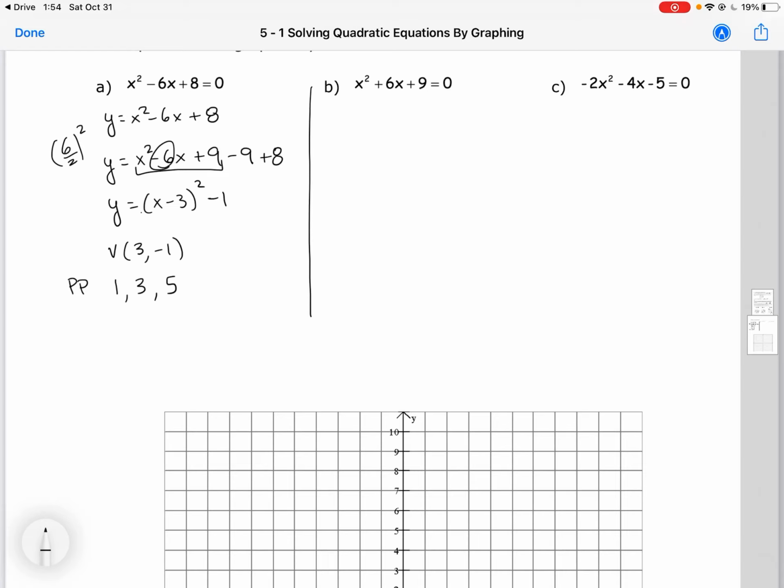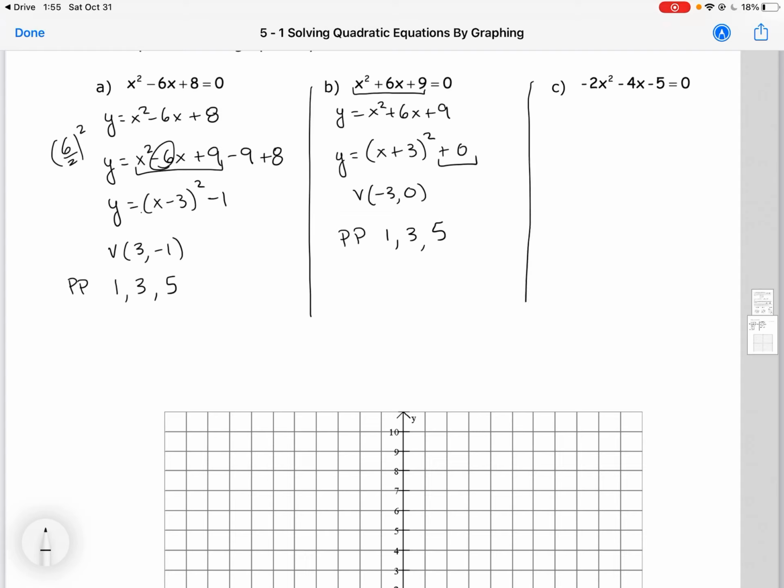So let's do the next one here. So again, what I'm going to notice here is that I actually have a perfect square trinomial. So if I write my related quadratic function here, I can actually go straight to the factored form, which is going to tell me that my vertex is minus 3 and then 0, because I don't have anything on the end right here. Again, because there's no a value, my point pattern is 1, 3, 5. And I'm going to do the same thing for my last one. So write my related quadratic function here.